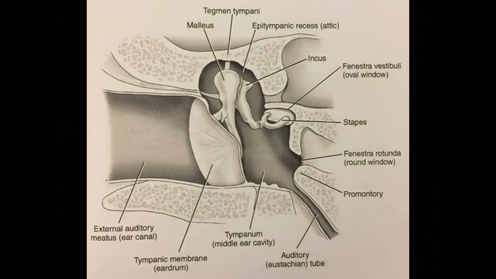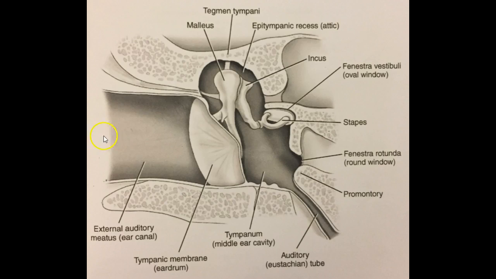So next we're going to talk about the middle ear. The middle ear is separated from the outer ear by the tympanic membrane, which is here. Then we have the ossicles, which are the three smallest bones in the human body. They are the malleus, the incus, and the stapes. The footplate of the stapes rests right in the oval window, right there.